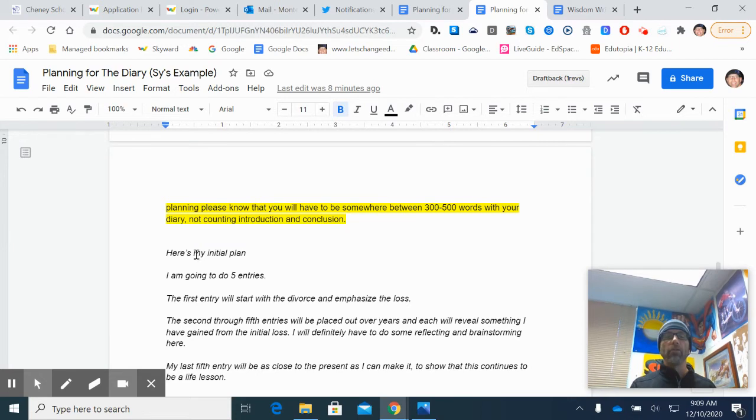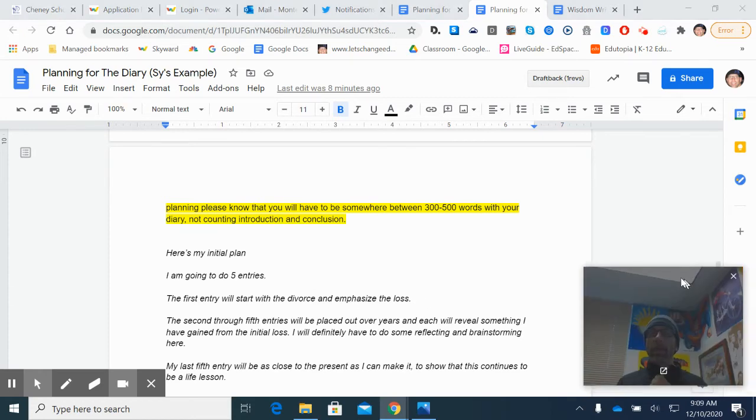So here's my response. This is my initial plan. I'm going to do five entries. That might change; I might do more. The first entry will start with the divorce and emphasize the loss. Remember, there's always a cause and effect as we move through this. This happened, this is how I'm processing it now, and what I'm learning from it. The first entry will emphasize that.